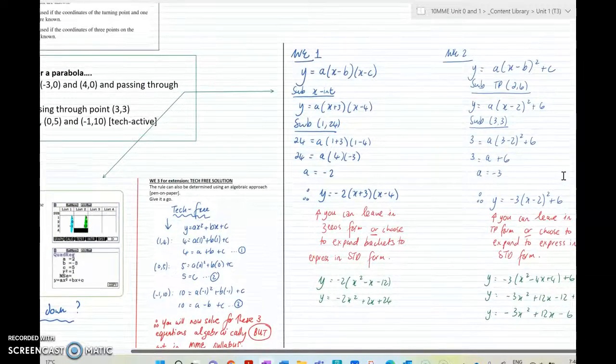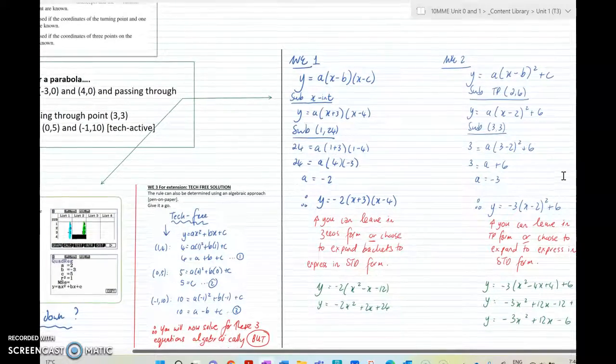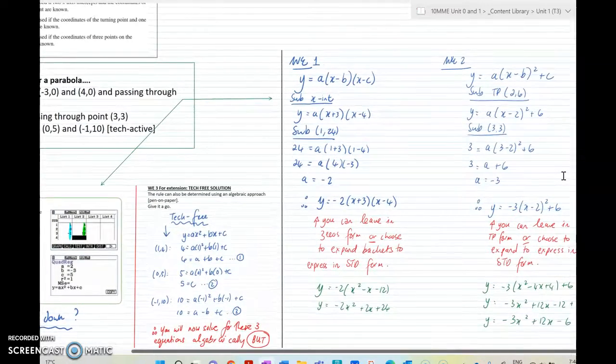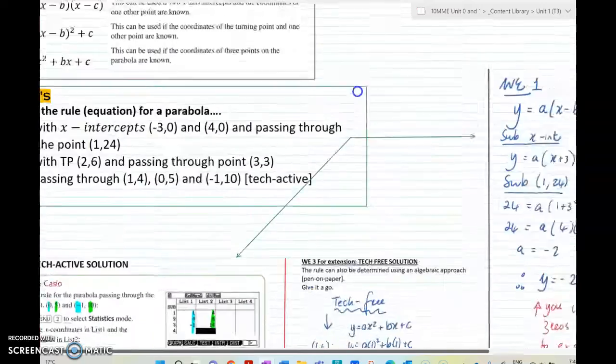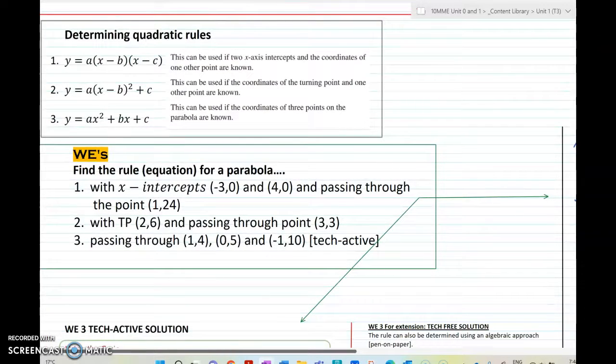So it'll be really good if you guys can actually just do this yourself. Also, don't just copy what's on the OneNote. So just go back, make sure you summarize this in your summary book, of course, write out the 3 word examples and work through them and check your algebra at the end.